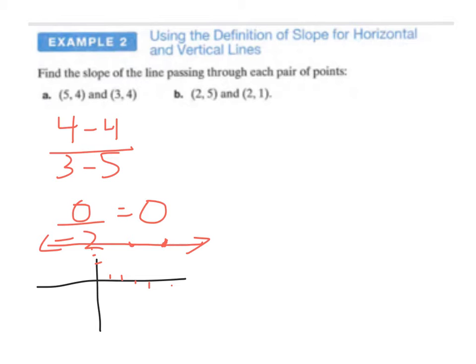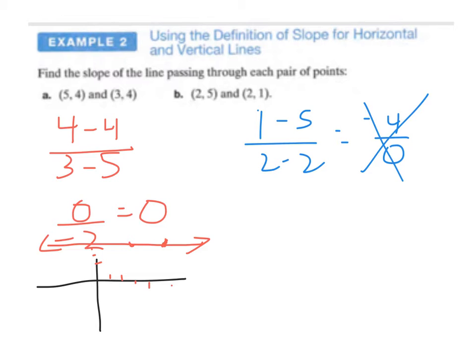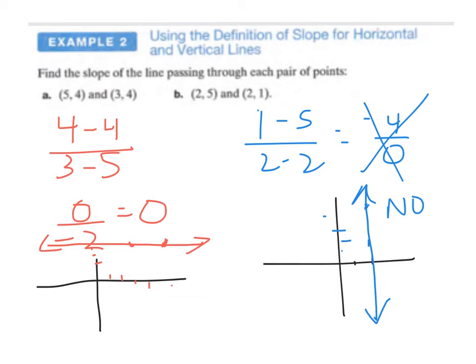Now if we look at this next one, and I go 1 minus 5 and 2 minus 2, we get -4, but we get a 0 in the denominator, and this is a bad thing. When we have a 0 on the denominator, we don't have a slope, it doesn't exist. If I plot that point, 1, 2, 3, 4, 5, and I go to 1, it happens to be what's called a vertical line. So vertical lines have no slope. There's a difference between no slope and 0 slope, and horizontal lines have 0 slope.